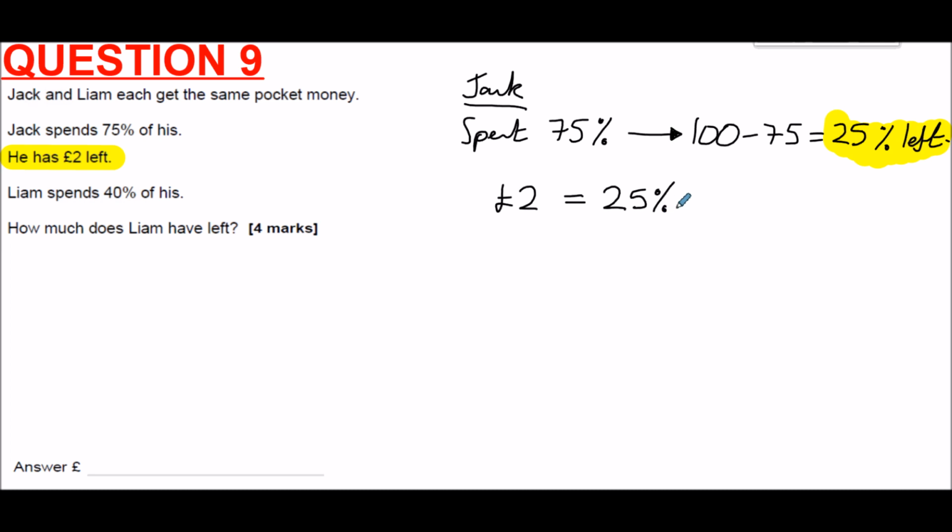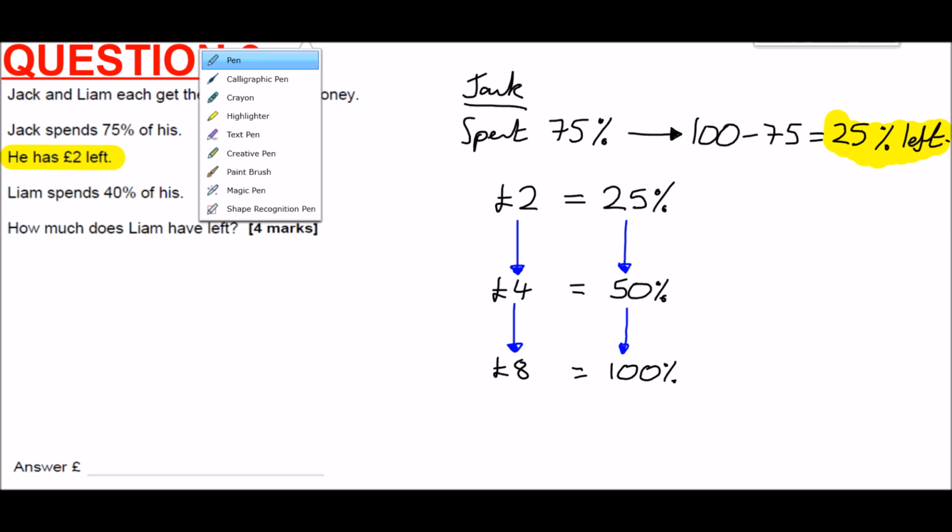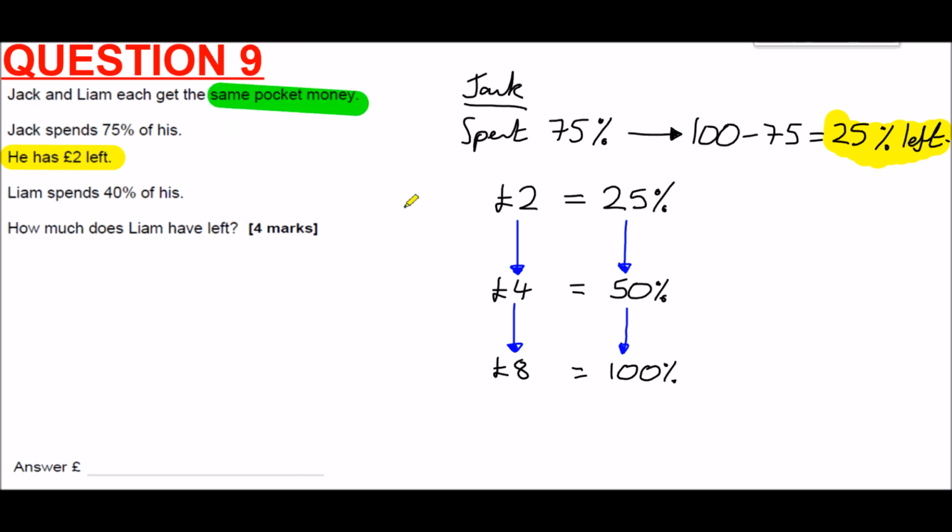Another way you can think of 25% is that it's a quarter. So to go from 25% to 100%, which is what we want to find out, because 100% is the original pocket money, what could we multiply 25% by to get 100%? Well, we could double it to get 50, which should be £4. 50% would be £4. Now if we double 50%, that will give us the 100% we're after. Double 50% would be 100%, and if we double £4, that would give us £8. And so the original pocket money they each had will have been £8.